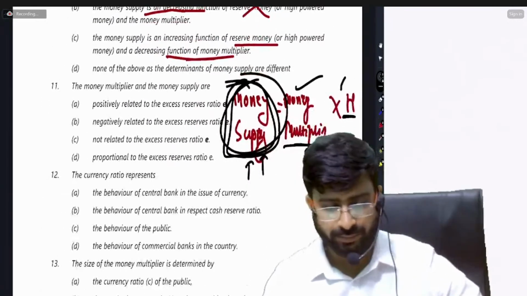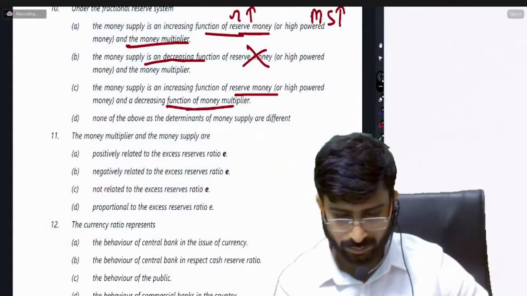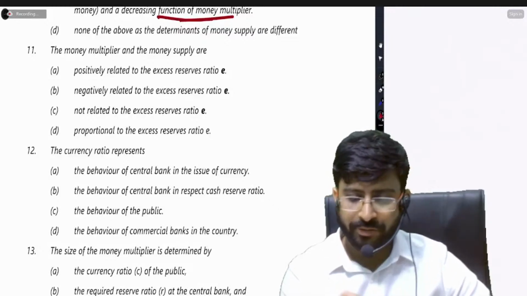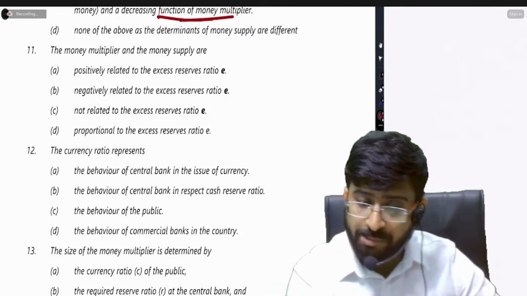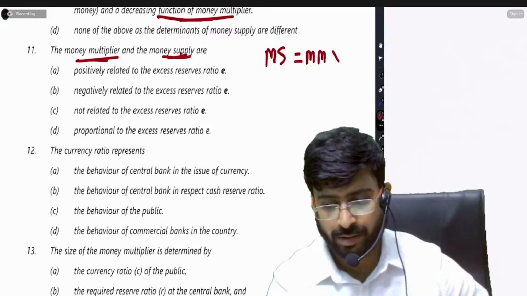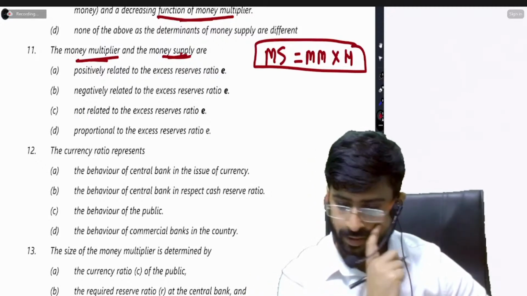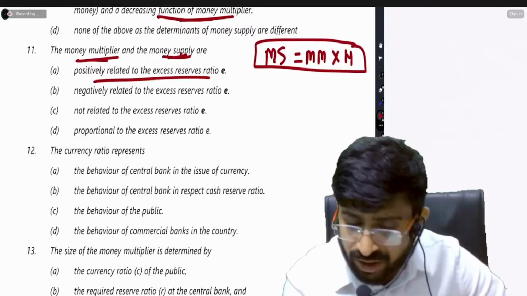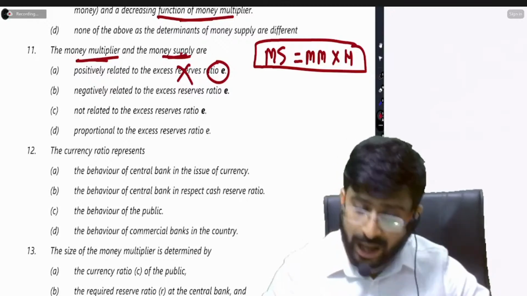Now pay attention everyone. Number 11th: the money multiplier and the money supply are positively related to the excess reserve ratio. No, I had made you right. It is negatively related to the excess reserve ratio. How? I will tell you how.